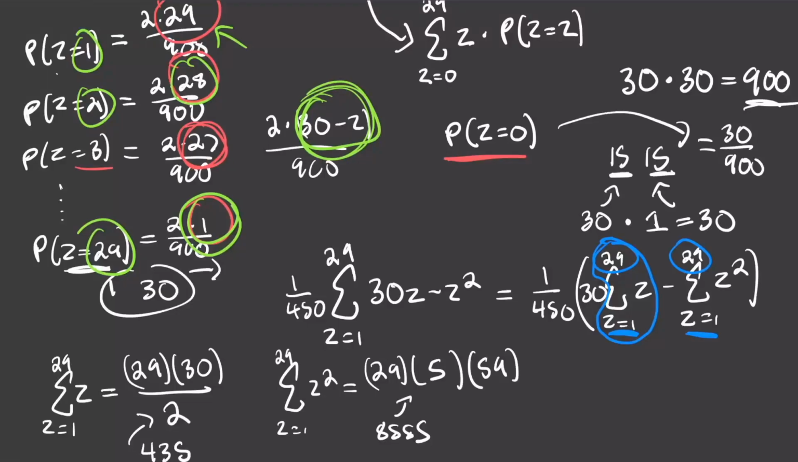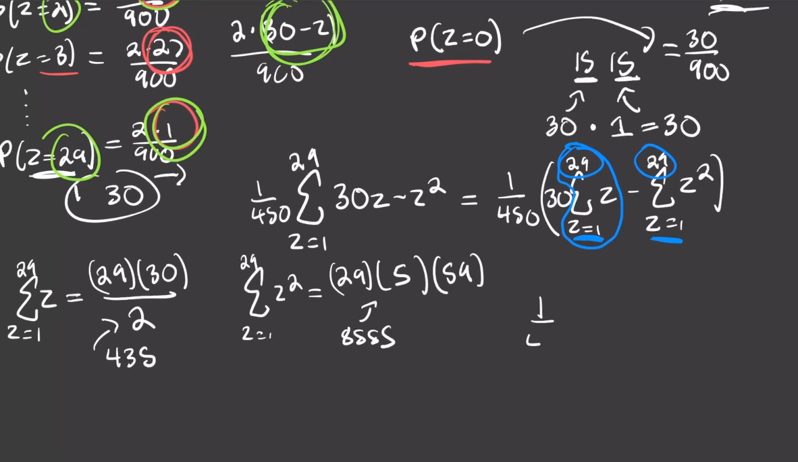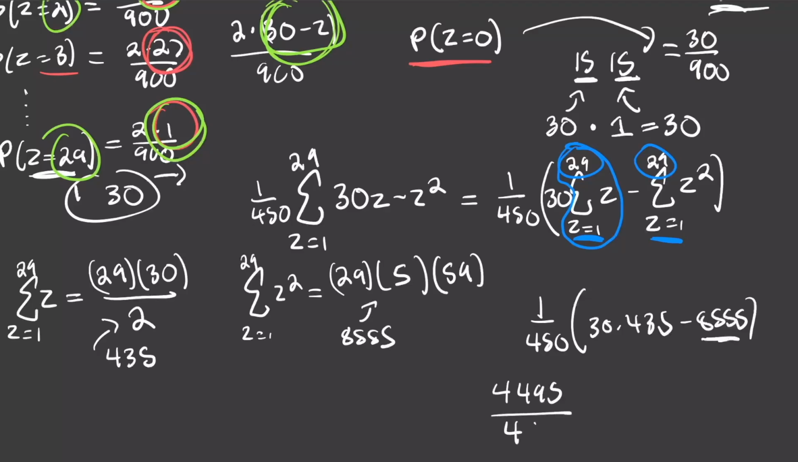8555. Now let's plug these back into our equation. I have basically 1 on 450 times 30 times this number right here, so 30 times 435, and then we also need to subtract off this number, which was 8555. Okay, when I take 30 times 435, I get 13,050, and then when I subtract off 8,555, I'm going to get basically 4,495, and then that's all going to be divided by 450.